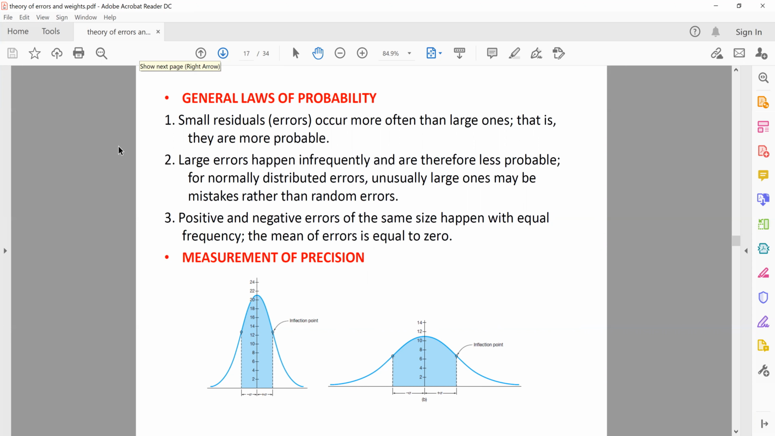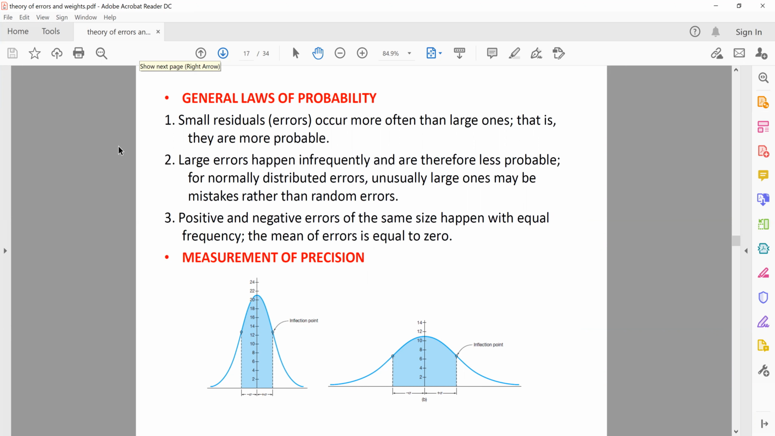So if you encounter an observation which is very far apart from the most probable value, that means there isn't just random error, there are systematic errors or mistakes in that value. And that shouldn't be used in the calculations of probabilities because we are calculating probabilities for random errors, not for systematic errors.